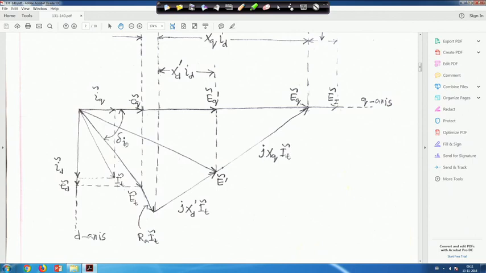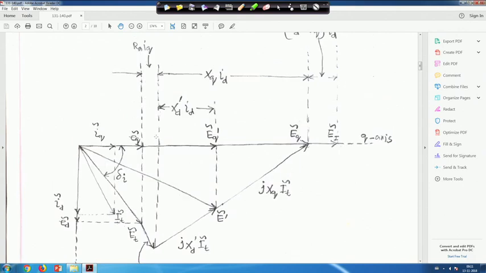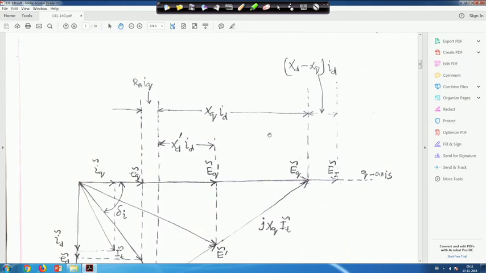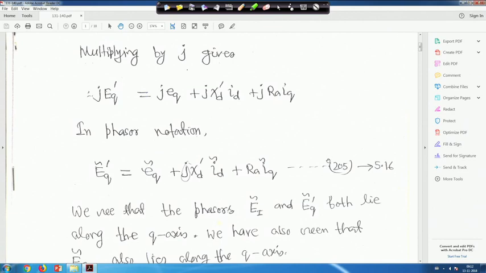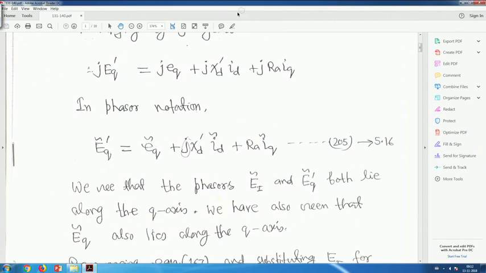And this angle is delta_I, which we have explained earlier. This is the q axis component I_q tilde of I_t, and the d axis component is I_d tilde. Similarly, for your E_t, the d axis component is E_d tilde, the direct axis component, and the q axis component is E_q tilde. And this one, your x axis component is R_a I_q. So, this is the complete phasor notation from equations 204, 205 and 206. Previous page has 204, this is 205, and here also j should be there. This is the phasor notation.